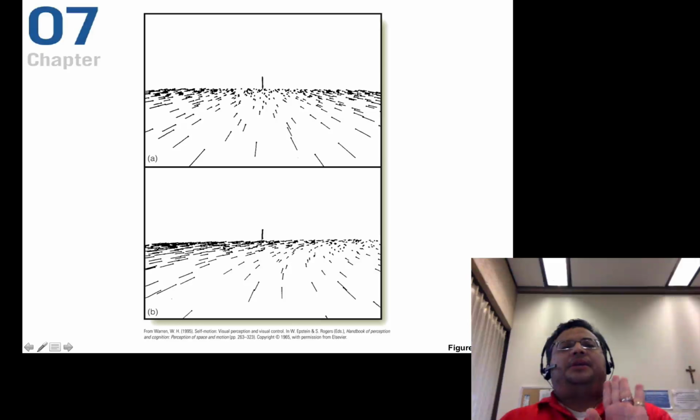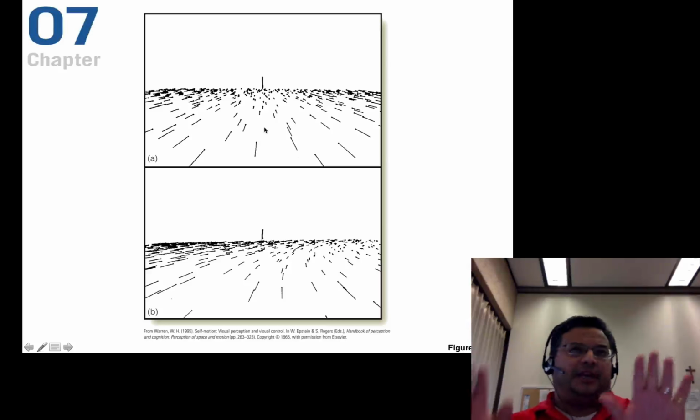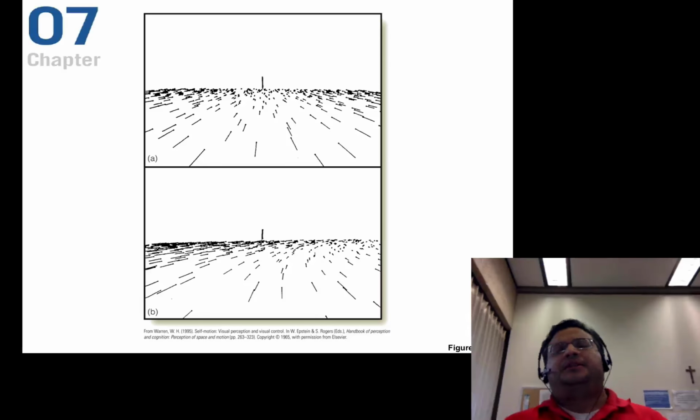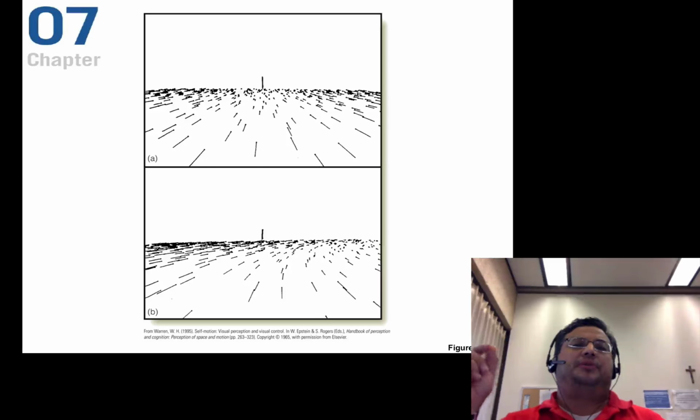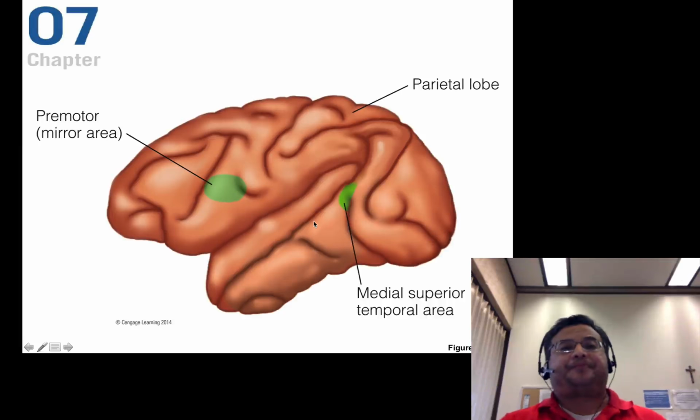And anytime they changed the flow patterns, so they would have the same object, right, but different flows heading toward the object, different neurons in the MST area of these monkeys' brains would light up. So some neurons would activate for this flow pattern here. Different neurons would activate for this flow pattern here.